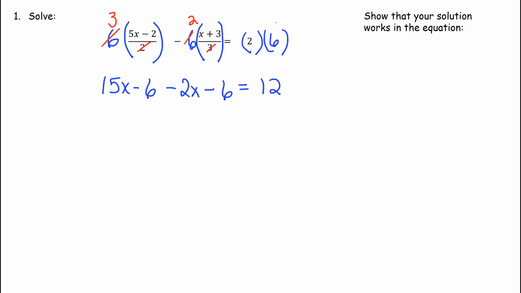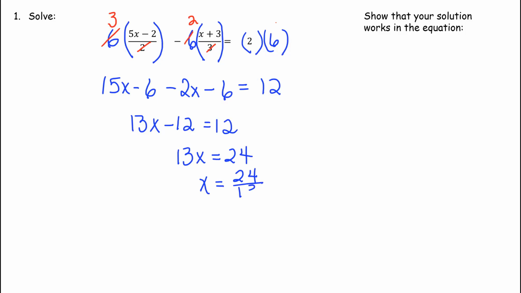So now I just need to add my like terms. 15x minus 2x is 13x, and then I have minus 6 minus 6, which is minus 12, and then I still have a 12 on the right side of the equation. Now I'm going to add 12 to both sides, so I'll have 13x equals 24. Divide by 13 on both sides, and you have x equals 24 over 13.